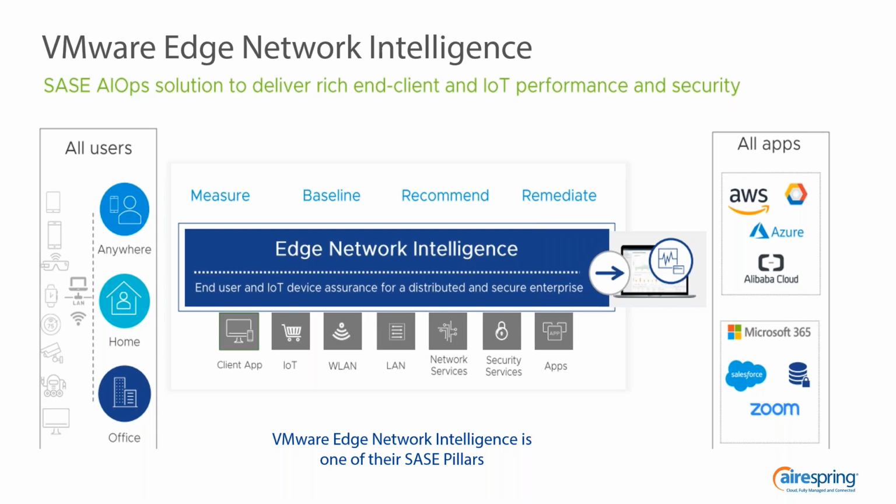That's very high level. But whether it be on the client app, an IoT device, wireless LAN access point, or the wireless LAN manager, network services, SD-WAN boxes, the LAN itself, firewall security services, applications, it is a true layer 4 through 7 network observation system. I use that term because it does more than monitor. It observes, baselines, recommends, and remediates. It is one of the pillars of the VMware SASE architecture.